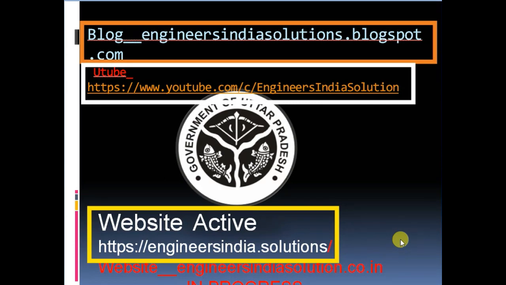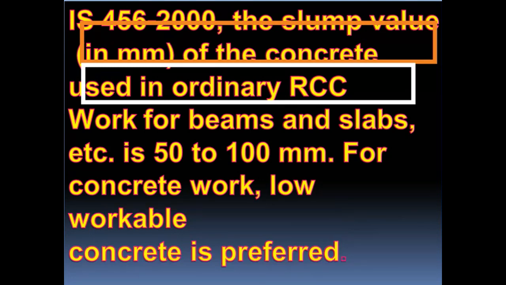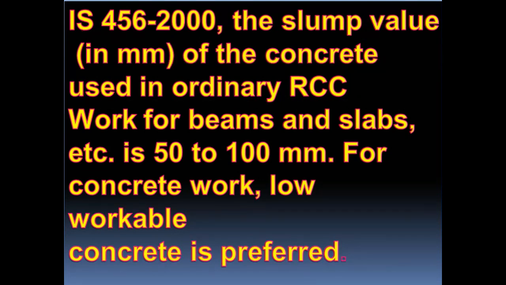So we'll first continue with the IS code very briefly, and then finally we'll get down to the procedure of slump test, and we'll take out the slump. I will also give you the details in this video of how much the slump should be for different construction work, for beams, slabs, mass concreting, etc.